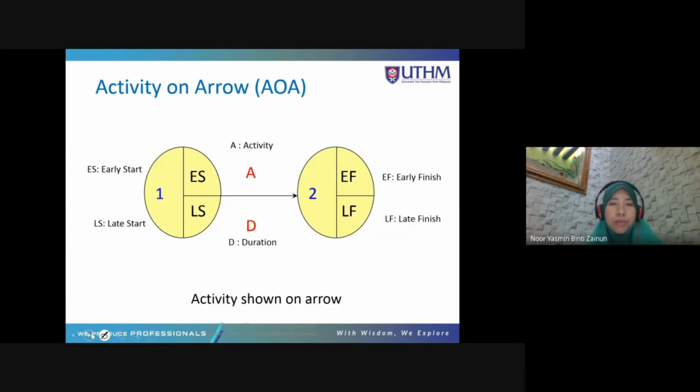So for activity on arrow, the node will represent the sequence number of the node: 1, 2, 3, 4, 5. This is 1, 2, 3, 4, 5, 6, 7. And then this is the early start for activity A, and the late start for activity A. And node number 2 is the early finish for activity A and the late finish for activity A. Below the arrow is the duration, and above the arrow is the name of the activity.